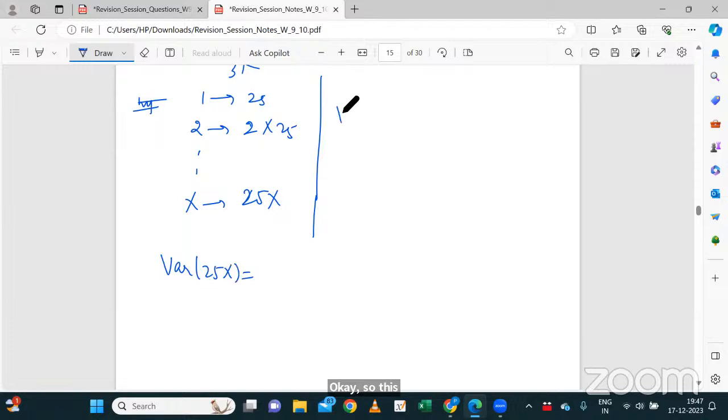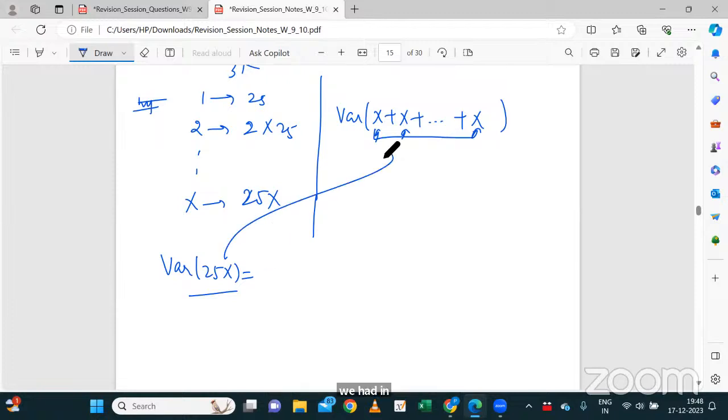Now, how will you decide this? The way you are saying this, how have you decided up to 25 times? That is my question. So you came up with variance of 25X, right? You are just expanding this one, but that's not the case here.